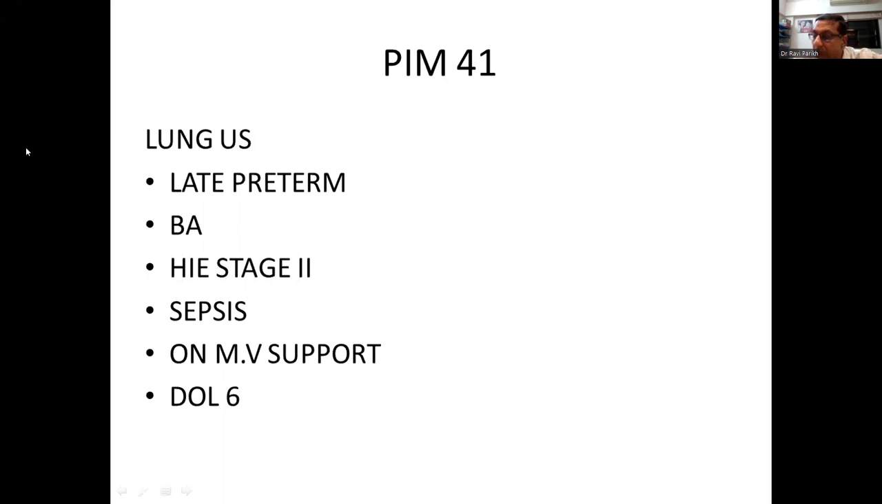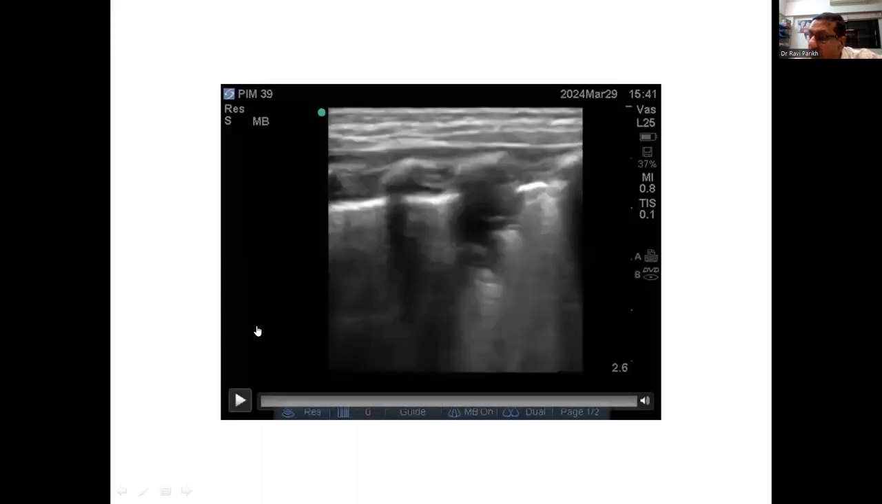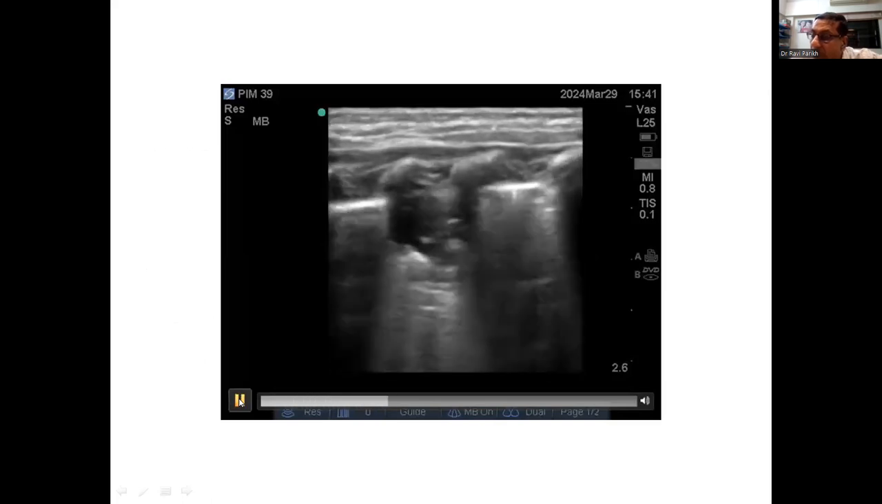So this is another baby. It was a late preterm. Again, had birth asphyxia and was HIE stage 2. Had sepsis and was on a mechanical ventilator. And this lung ultrasound was done on day 6 of life. Baby was on the ventilator for the initial 6 days. So baby still on ventilator, and this was a picture on day 6.